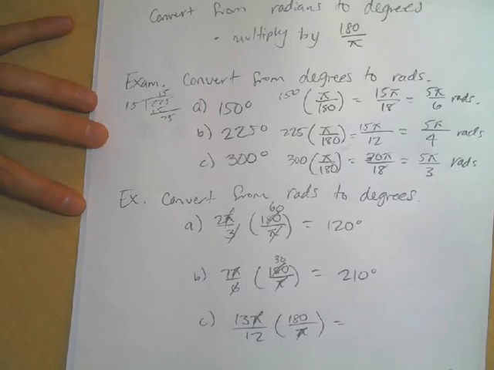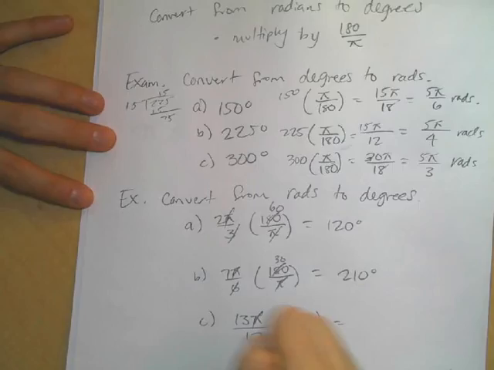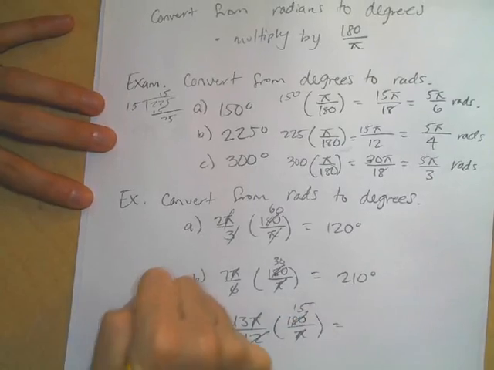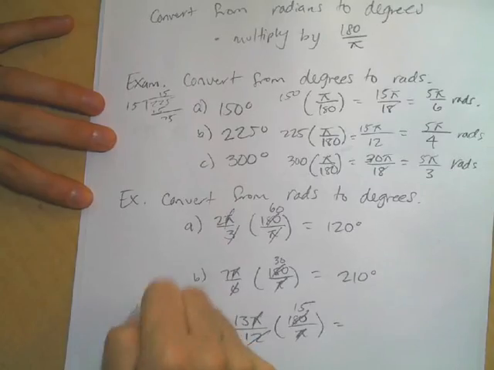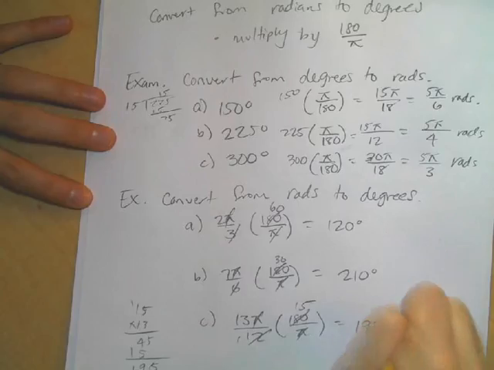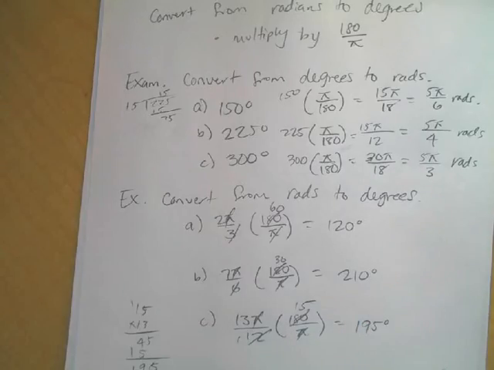Now, how many times does 12 go into 180? Does 12 go into 180? That's a good question. I got it. Yeah, 15. So then we'd have to say 15 times 13. So that's 195. Just want to check to make sure. That's correct. So that's how you go back and forth between the two.